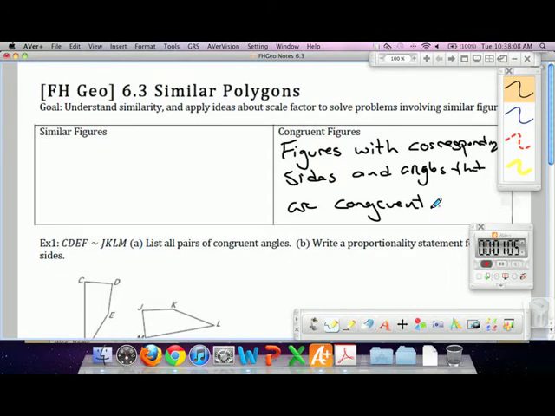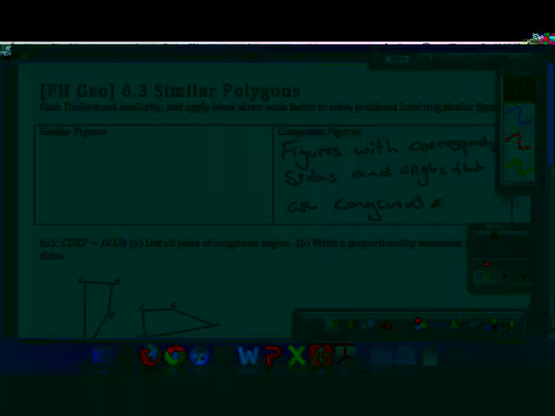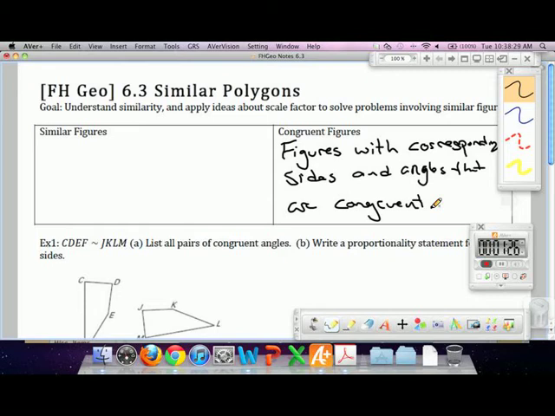We're actually going to generalize this a little bit more and look at figures that are called similar. Similar is not a vague term in math. Similar is not vague. It's very specific. It doesn't just say that they kind of look alike or that they're kind of the same. Similar figures has a very specific definition. This definition is as follows.